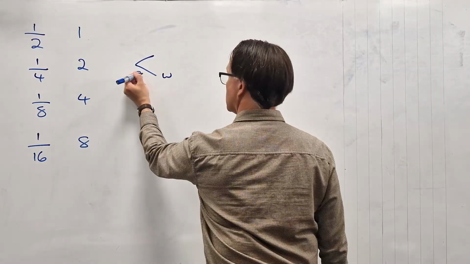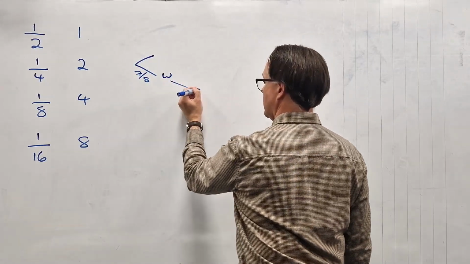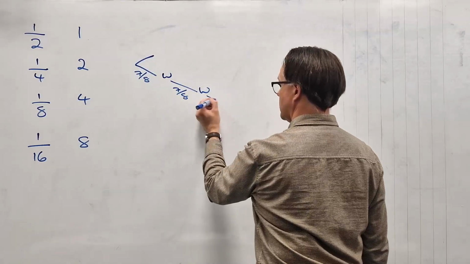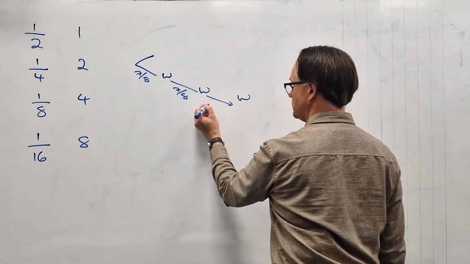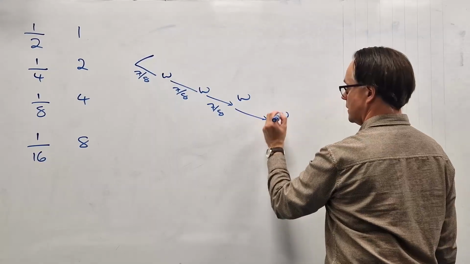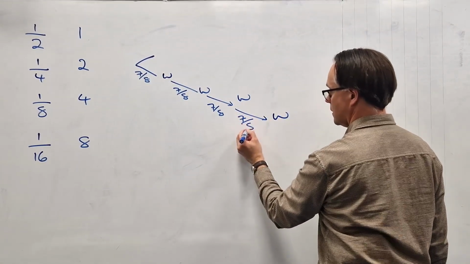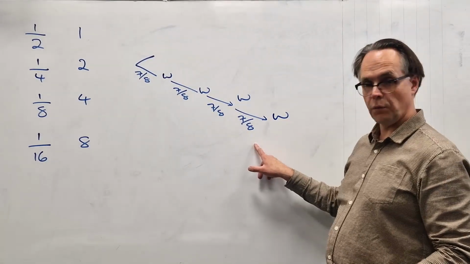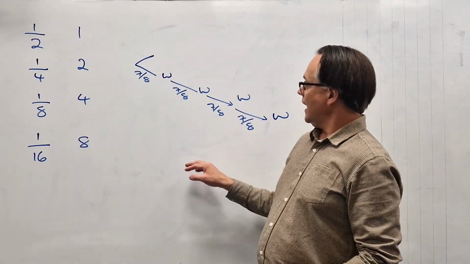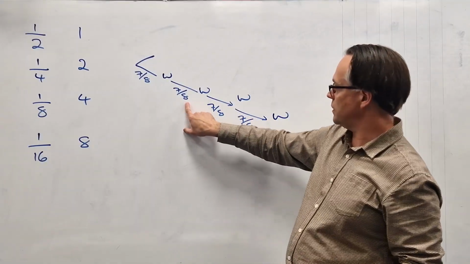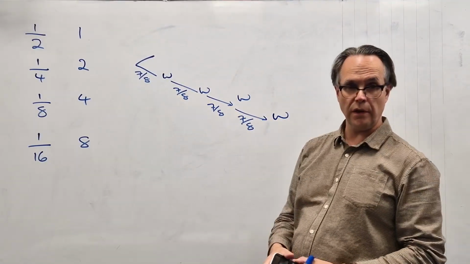So we have 7/8, followed by 7/8 again, followed by 7/8 again, followed by 7/8 again. So this number here represents the number of fractions that we're timesing together, and the number on the top is one less than the number on the bottom.